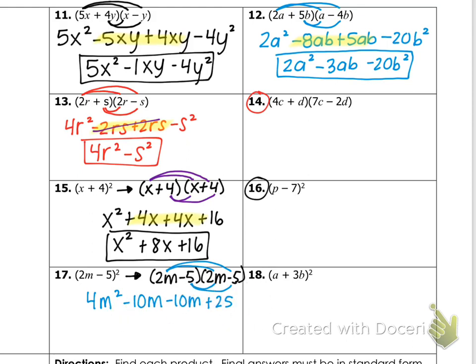We're going to combine the middle two. Remember, they don't cancel out because they have the same sign, just like up here. Positive 4 plus 4 is 8x, and negative 10m minus 10m is negative 20m. And we just keep the first and last term the same. This is in standard form because m squared, m to the first power, and then no m. And then try 18.